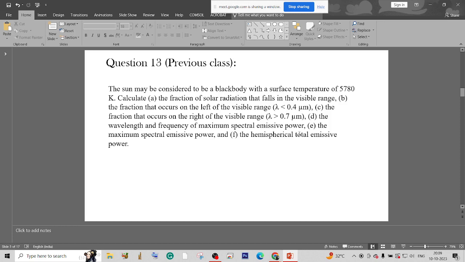Now the corresponding frequency, how to find the corresponding frequency? The frequency is given by the speed of light, this is electromagnetic radiation, so speed of light upon lambda max, the maximum frequency. So this is 3 into 10 to the power 8, or 2.99 into 10 to the power 8 meter per second, upon lambda max, which we found as 0.5014. So this will be 5.98 into 10 to the power 14.